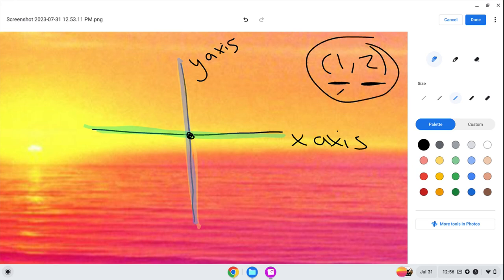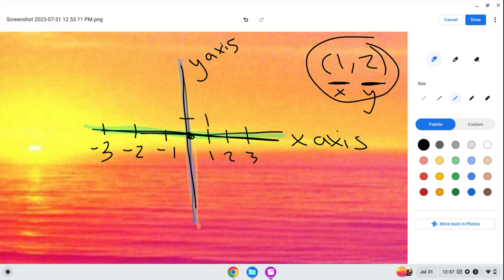So if 1 is the x and 2 is the y, and we know x is left and right and y is up and down, how do we graph this? First, let me add some tallies. Just 1, 2, 3 on each side. Anything to the left of 0 is a negative number because it's less than 0. So it's going to be -1, -2, -3.